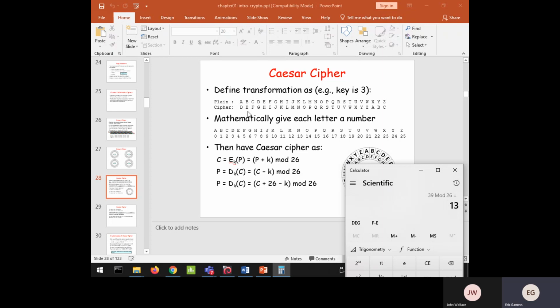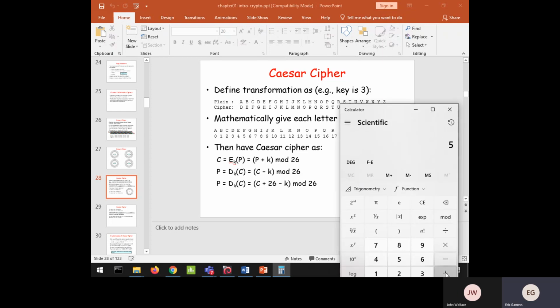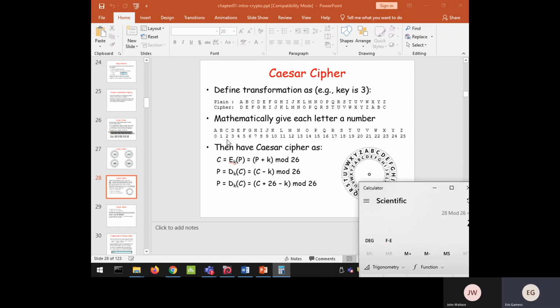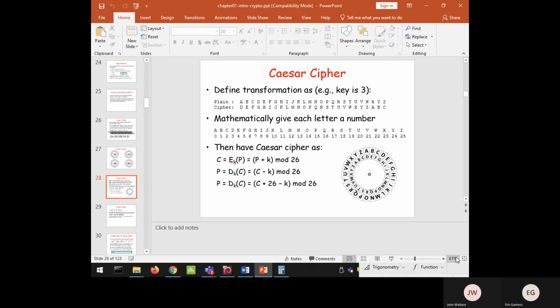Okay? Let's show, for example, that an F will become a C. So what is F? F is 5. So if I do 5 plus 26 minus 3, the result will be 28. And 28 modulus 26 will be 2. So the plain text will be 2. And what is 2? 2 is a C. So I just showed that the F will become a C. A cipher F will be a clear C. Okay? Good for everybody?